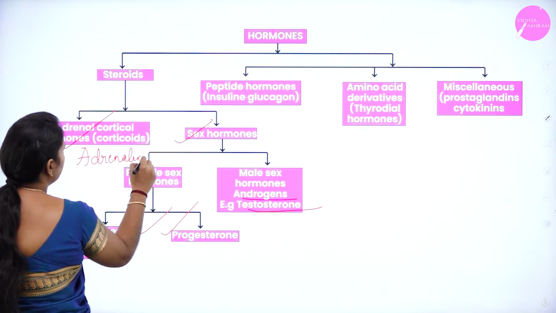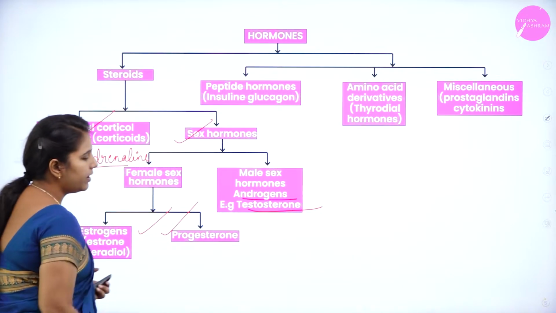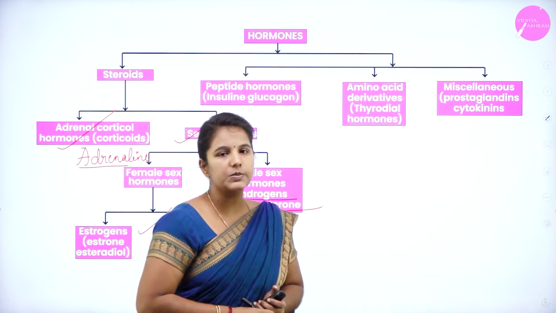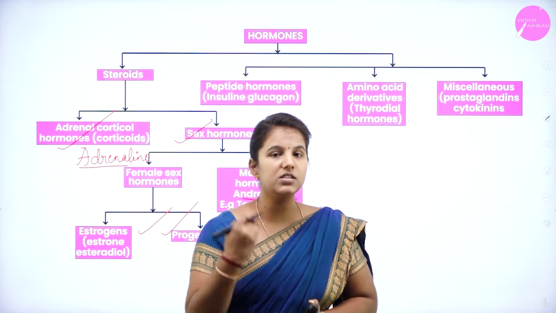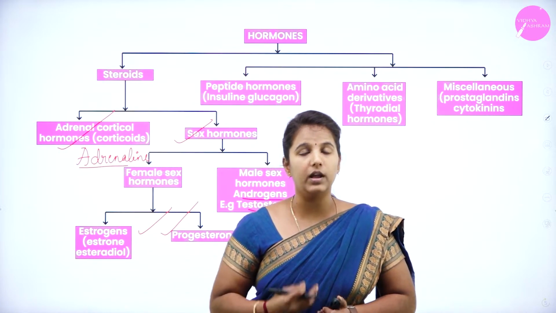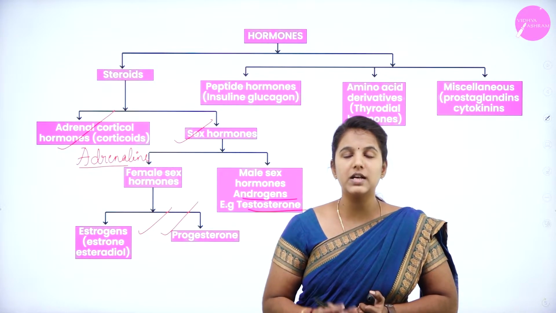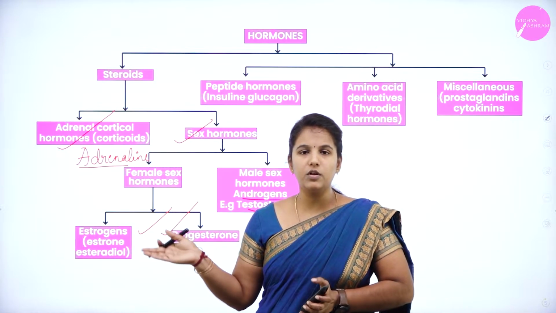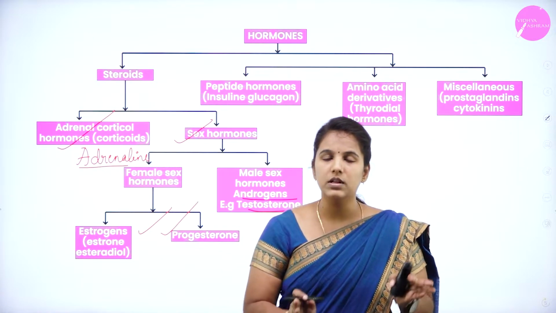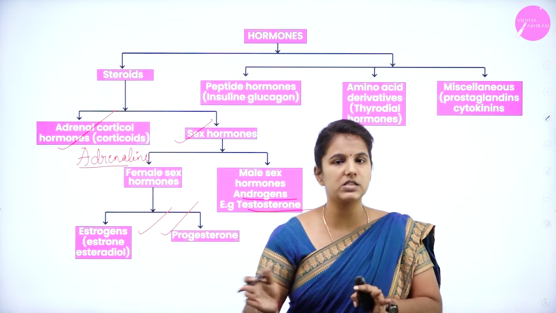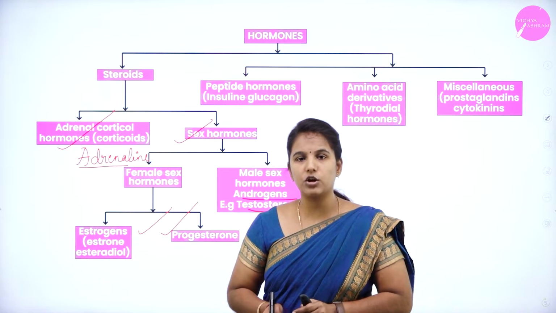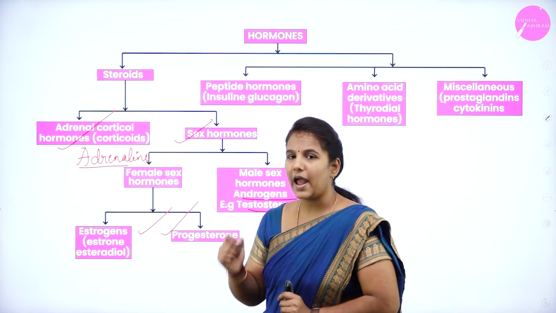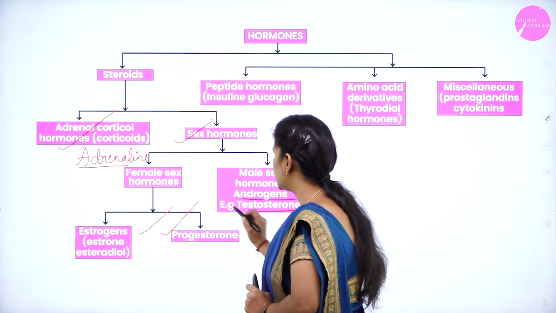Adrenaline hormone. This adrenaline hormone is mainly responsible for the maintenance of stress in the human body. Hence this hormone is also known as the stress hormone. When I come to the sex hormones, these hormones are of two types, that is male sex hormones and female sex hormones. Again, the male sex hormones are of two types, that is androgen as well as testosterone.